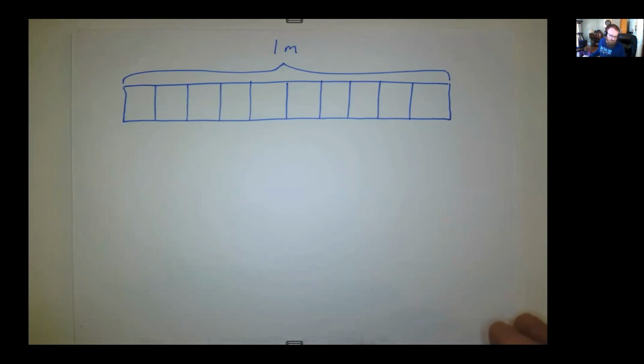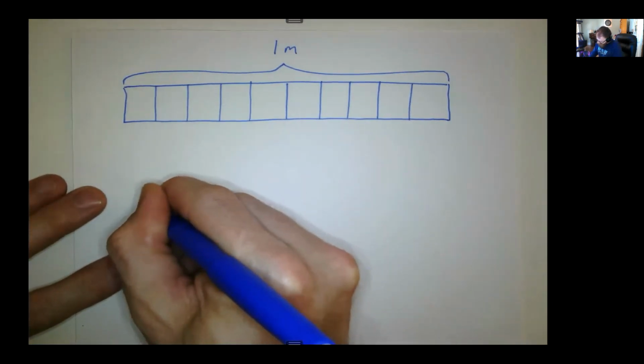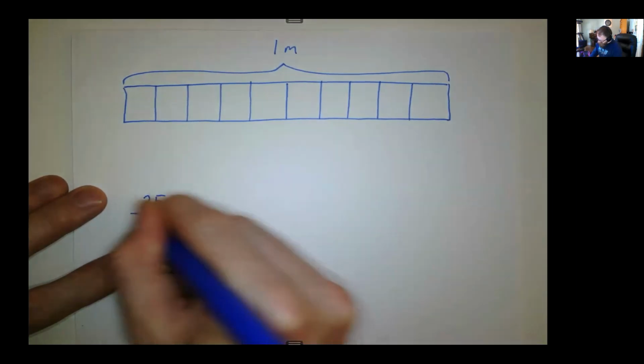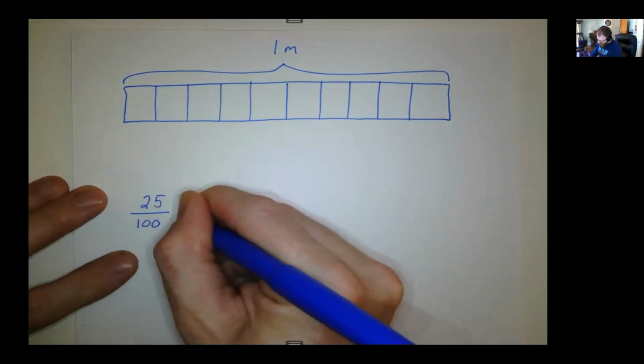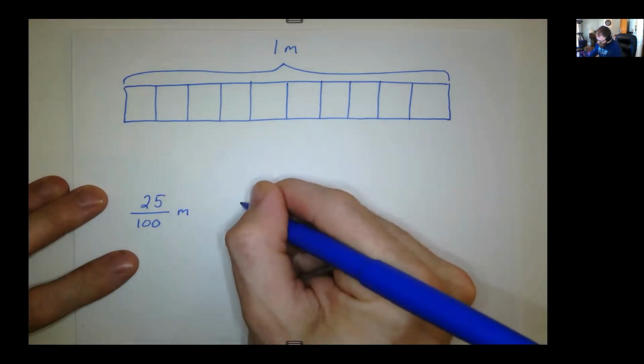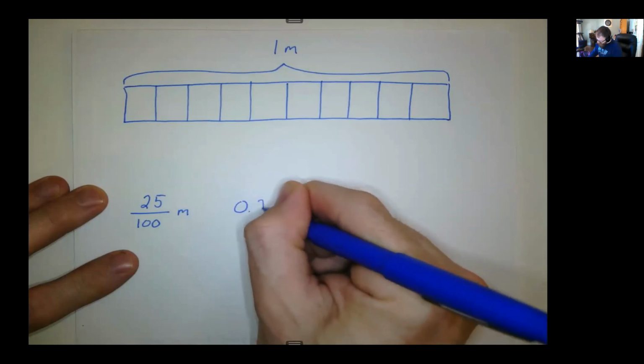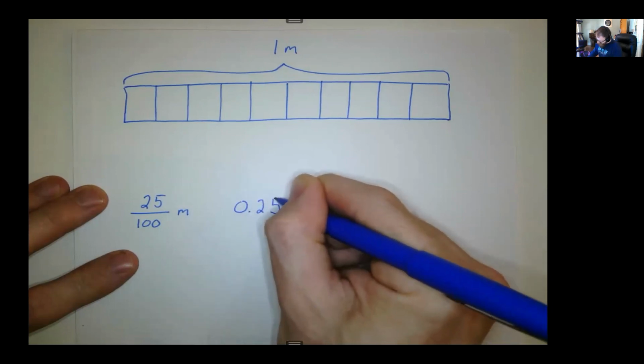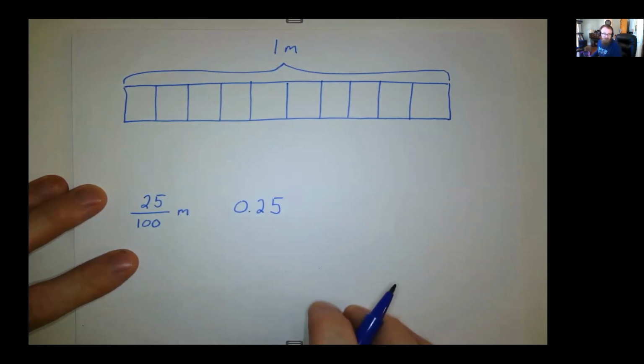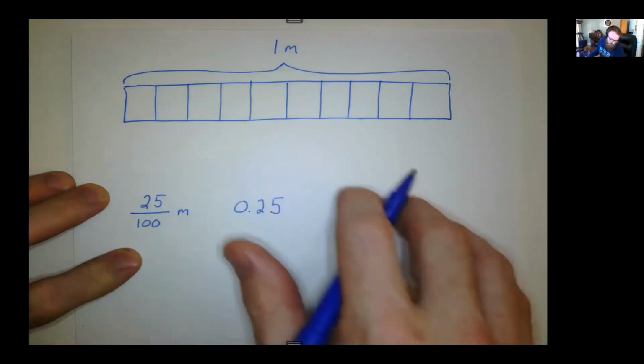Let's say that we want to show 25 100ths of a meter. Let's write that as a fraction. Your paper should look like mine. You can also write it as a decimal. How can we show 25 100ths of a meter with this tape diagram?